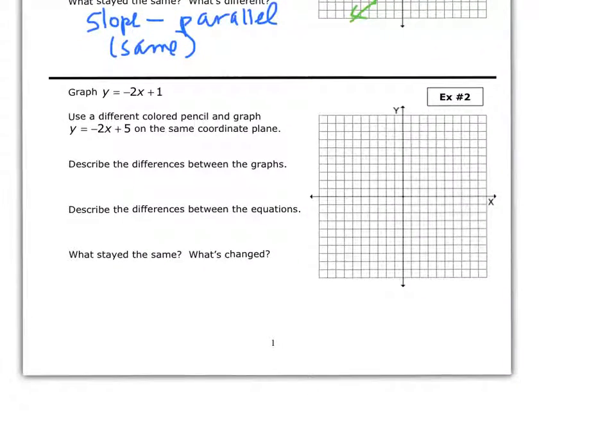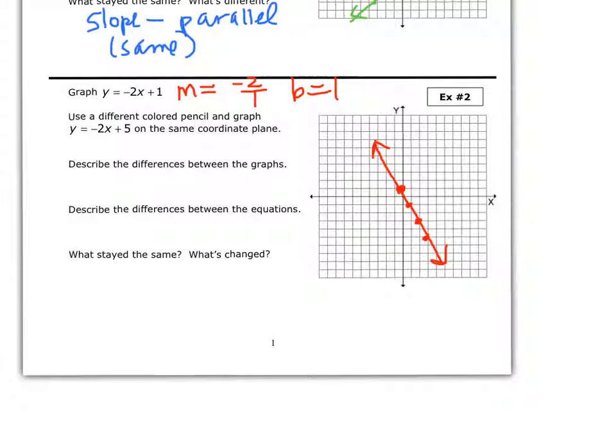Okay, let's move on to example 2. We are going to graph y equals negative 2x plus 1, and then also y equals negative 2x plus 5. So remember, when we graph, we identify our m and b. So m is negative 2 over 1. B is 1. So begin with your B right there. Negative 2 over 1, down 2 over 1, down 2 over 1, down 2 over 1. So there's my first line.